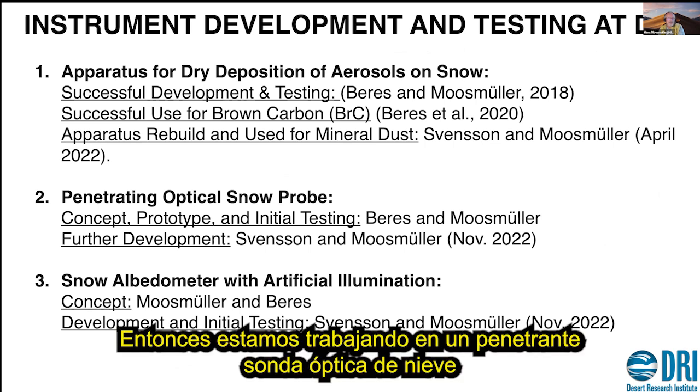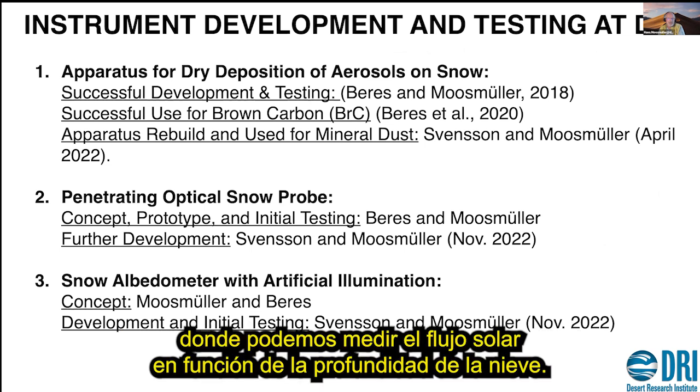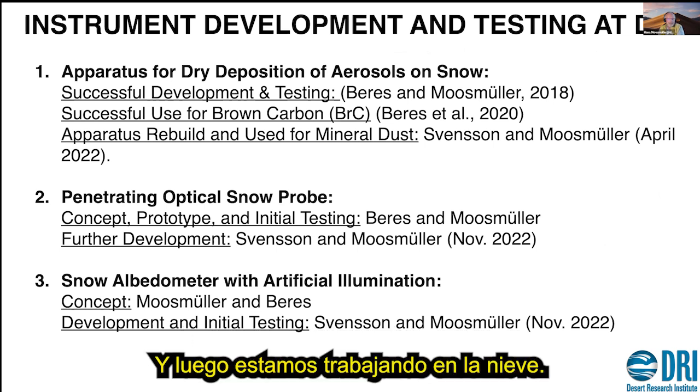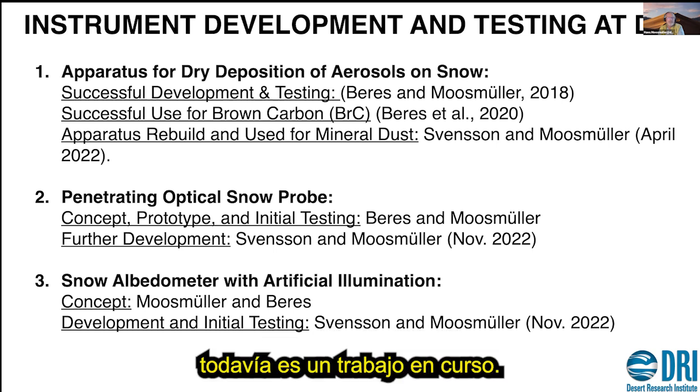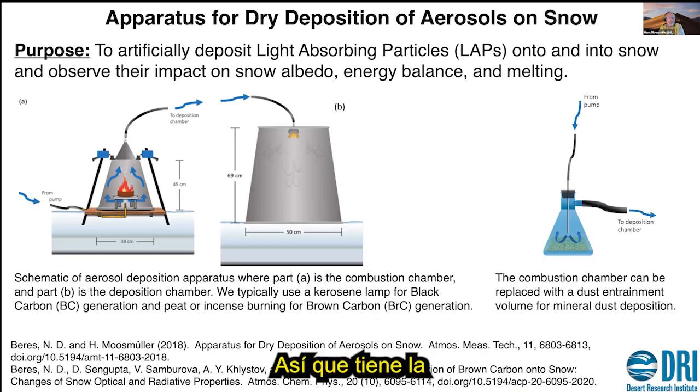Then we're working on a penetrating snow optics probe where we can measure the solar flux as a function of depth in the snow. And then we're working on a snow albedometer with artificial illumination, and that's still very much a work in progress. So here's the deposition.